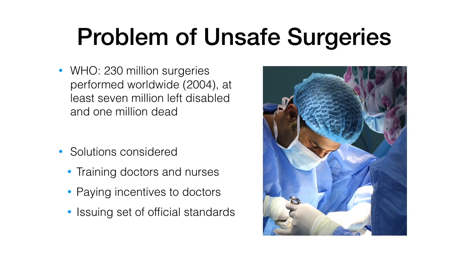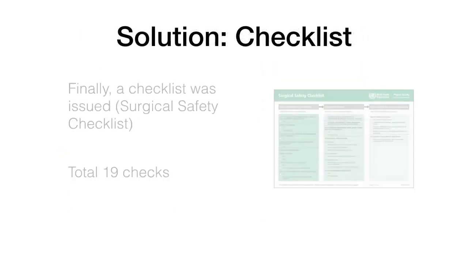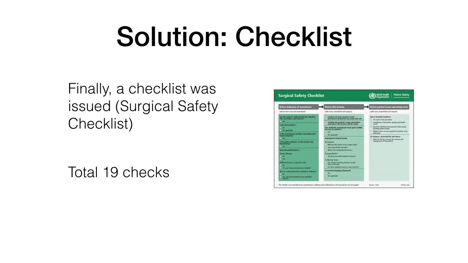And to solve this problem, WHO created a task force which included some of the most eminent doctors in the world. The task force considered many different solutions like providing additional training to doctors and nurses, paying incentives, or issuing a set of guidelines. But on careful consideration, found that none of these solutions was both cost effective and practical. So finally, they came out with a solution that looked too simple at the beginning. They issued a simple checklist called Surgical Safety Checklist. The checklist included 19 checks, 7 before giving anesthesia, 7 checks before incision, and 5 checks before wheeling out the patient from the operation theatre.